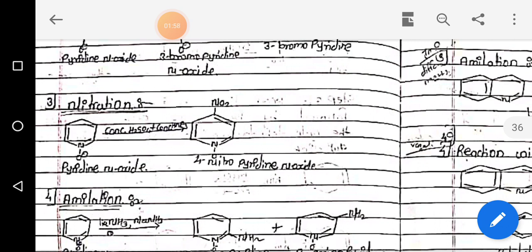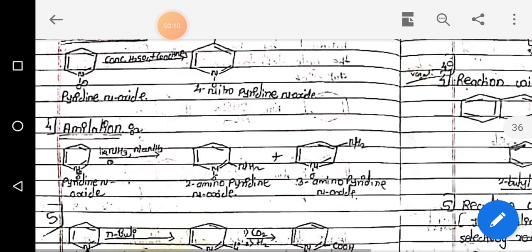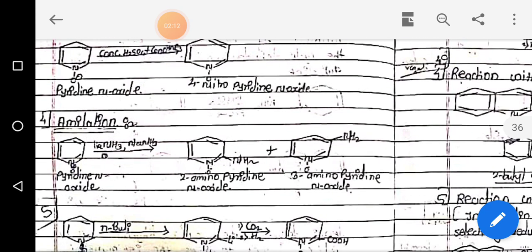The nitrating reagent is the most important. Sometimes MCQ questions are asked on pyridine N-oxides or on the nitrating agents, so it is an important part. Next one is the amination, not amylation. Here the word is written as amylation, but it is amination. Amination means the addition of amine groups.